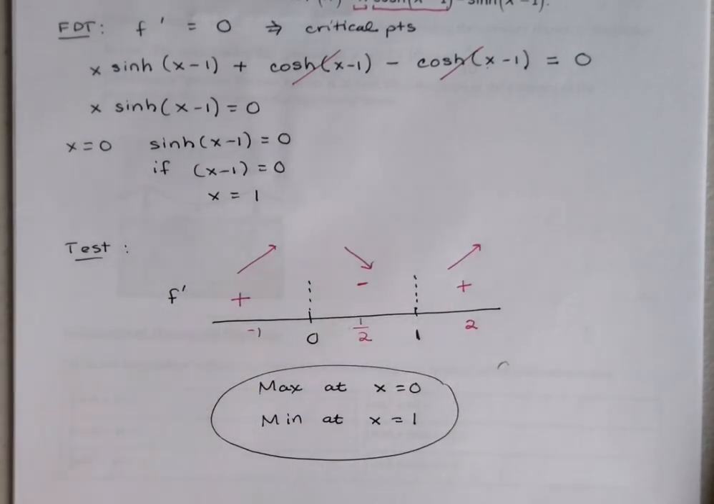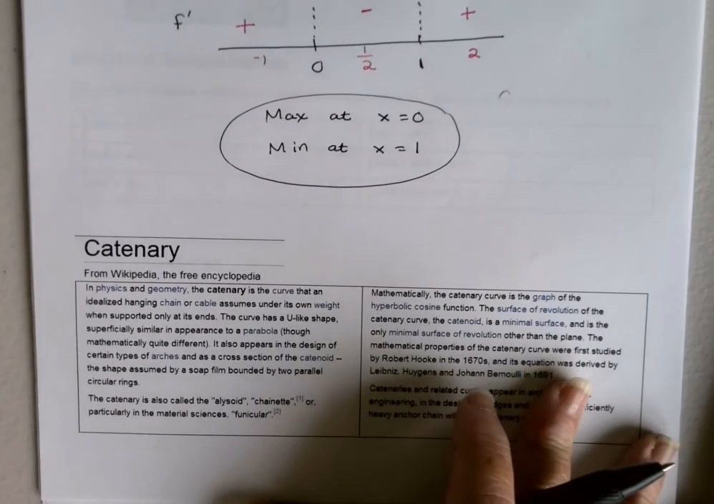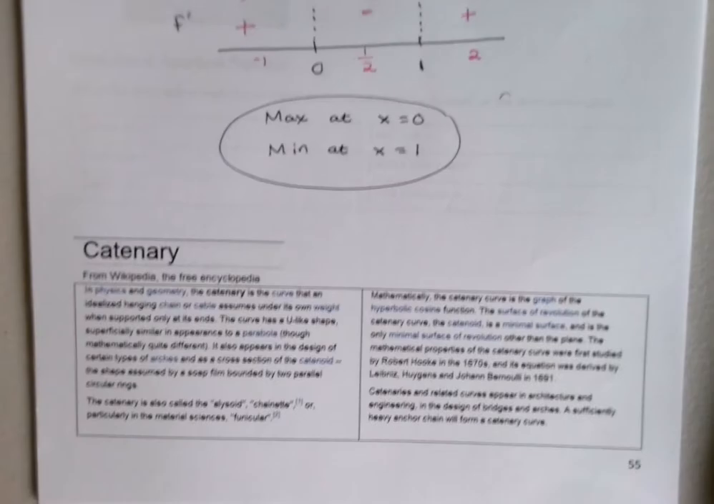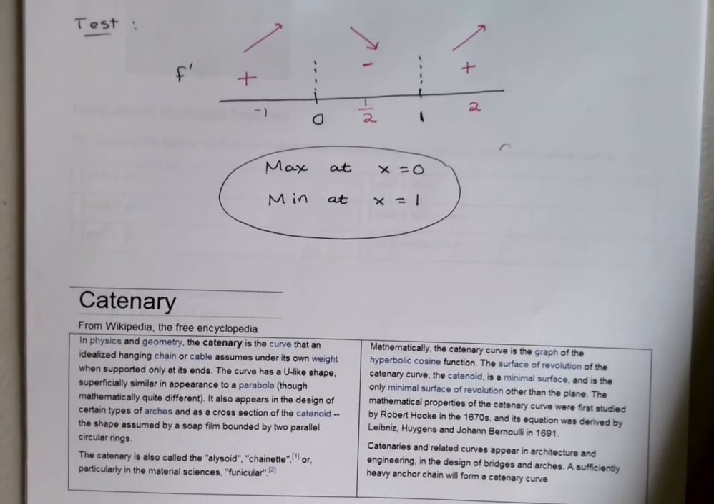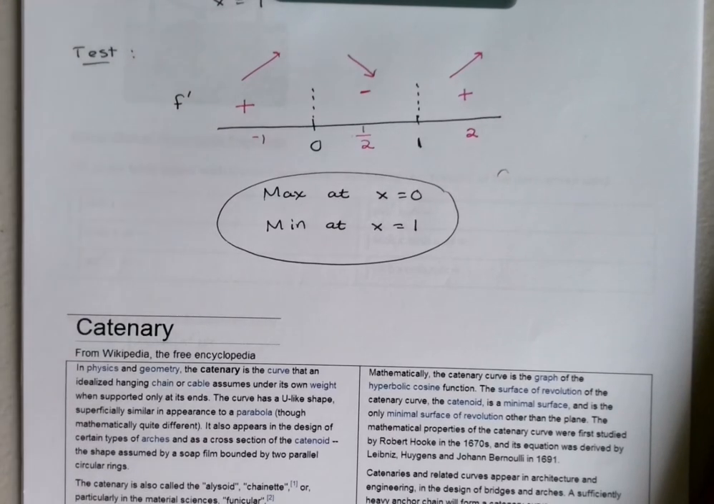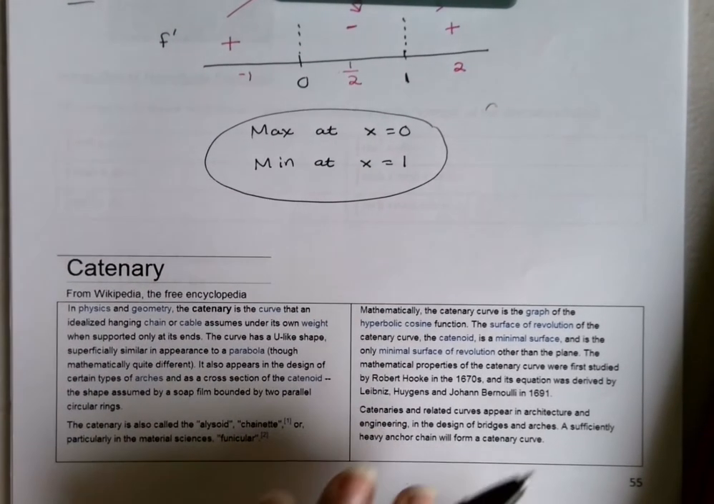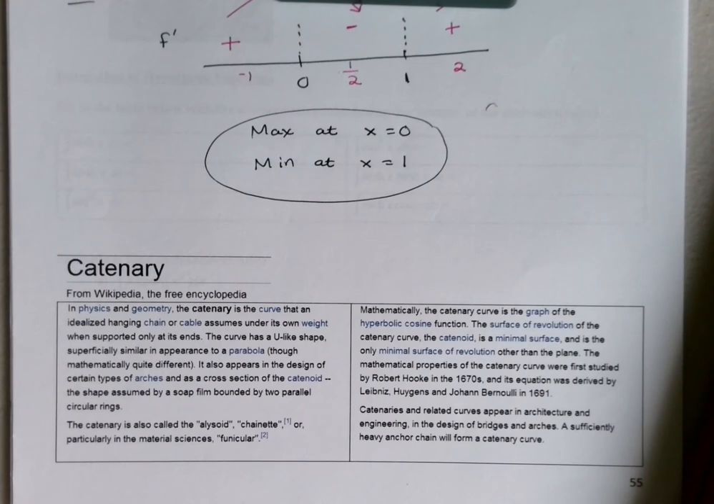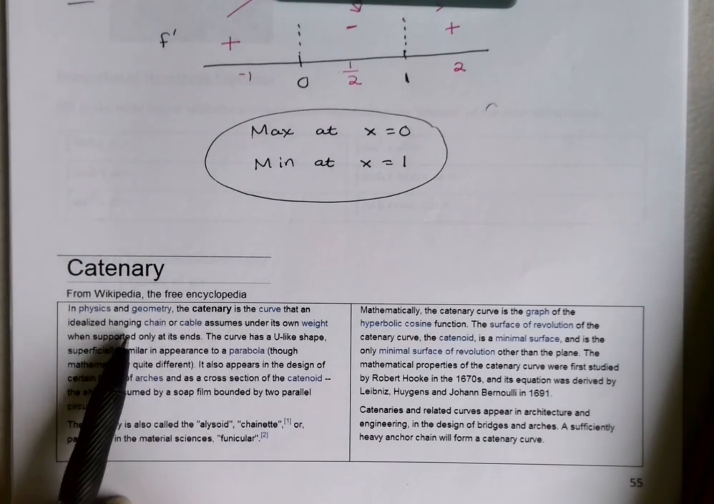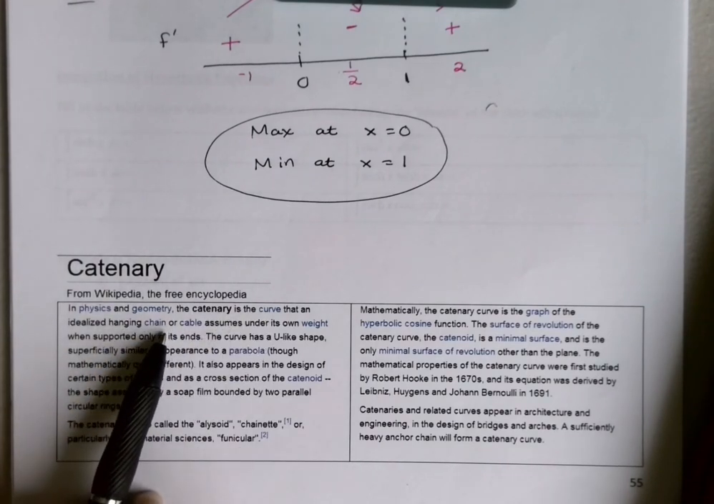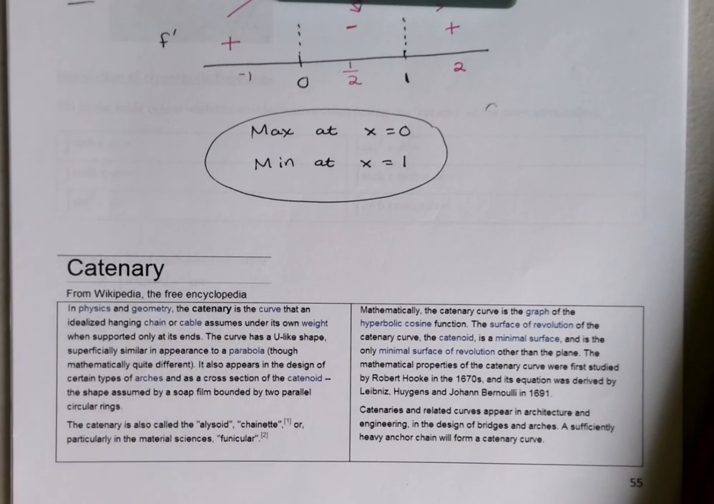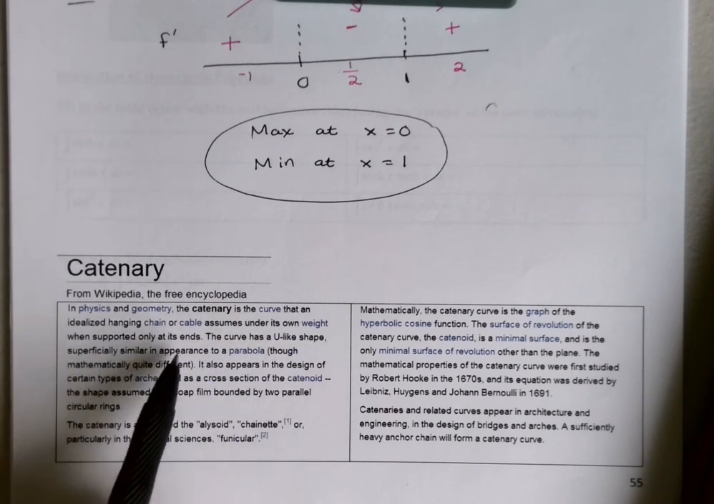All right, let's finish this discussion of the hyperbolic functions by talking about an application. I want to talk about the catenary curve. This is just culled from Wikipedia. I know it's not always the most accurate, but I think this information is pretty good. In physics or geometry, a catenary is the curve that an idealized hanging chain or cable assumes under its own weight when supported only at its ends.